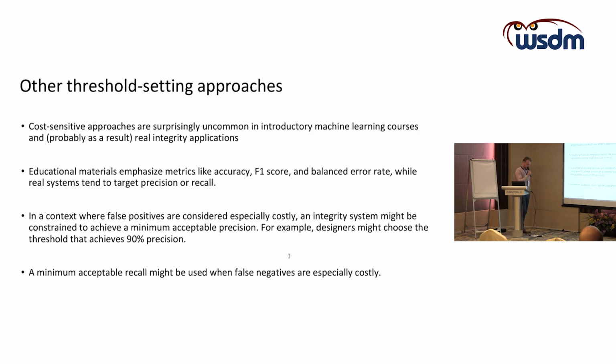So this way of setting thresholds by analyzing the costs of our decisions, I wouldn't say is the most common way that thresholding is taught both in educational materials and the classes that students take. And as a result, probably it's not necessarily the most common way of setting thresholds that I see in real integrity applications. Educational materials emphasize metrics like accuracy, F1 score, balanced error rate, while real systems tend to target either precision or recall. So we might say, I'm going to choose the threshold that achieves 90% precision because I think precision should be high in my use case, or I'm going to choose the threshold that achieves 80% recall because I think recall should be high in my use case.